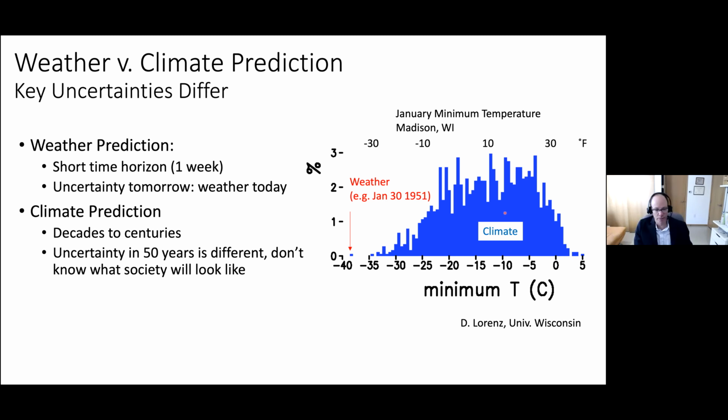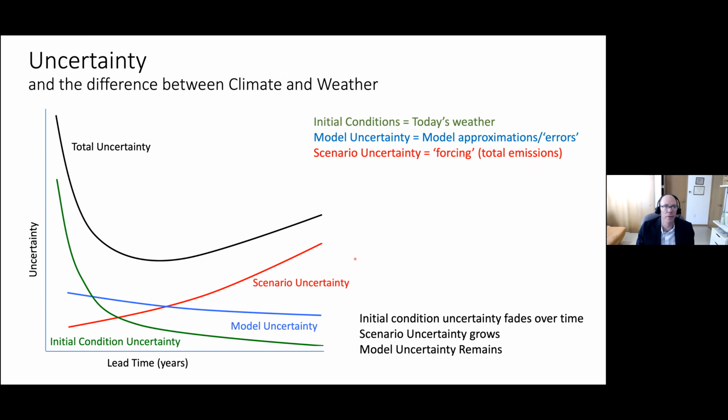For climate prediction, I could care less about the weather today, because all I want to know is the entire distribution and how it's actually going to change. So the uncertainty in 50 years is different. One of the big uncertainties in 50 years is I don't know how much CO2 we're going to emit, or fossil fuels we're going to emit into the atmosphere. I don't know what the structure of society looks like. So I don't really know how to predict even what the basic state of the system is in certain ways. I have to use different tools for that, and my uncertainties come from different places.